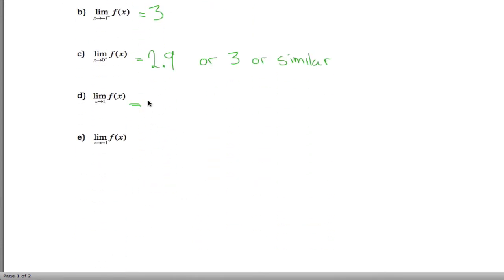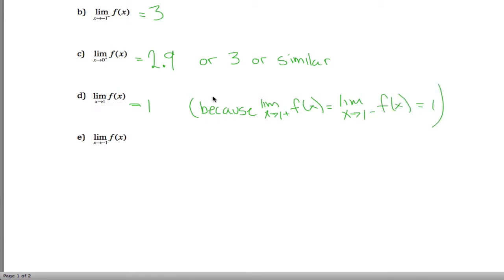So this is going to equal 1, and maybe I'll even write parenthetically, because the limit as x approaches 1 from the positive side equals the limit as x approaches 1 from the negative side, which equal 1. You don't have to write all this. This is just me explaining my answer to you if you're looking at my solutions after the quiz.